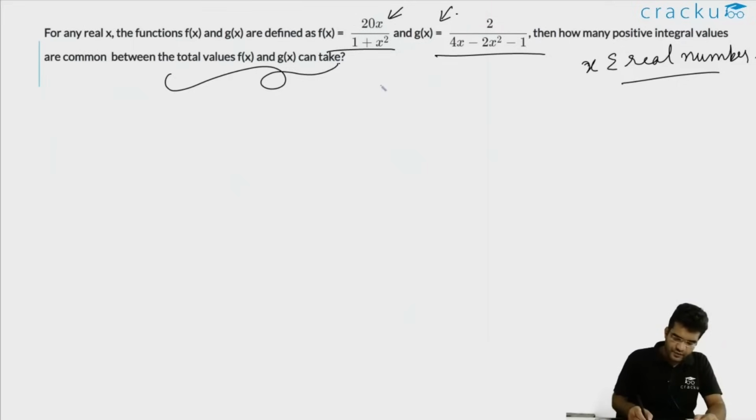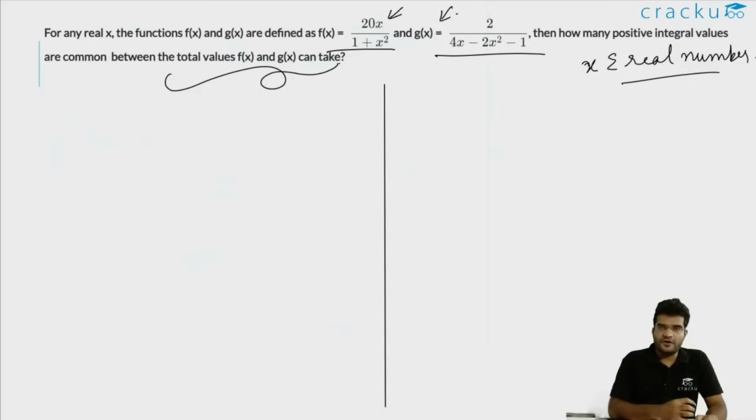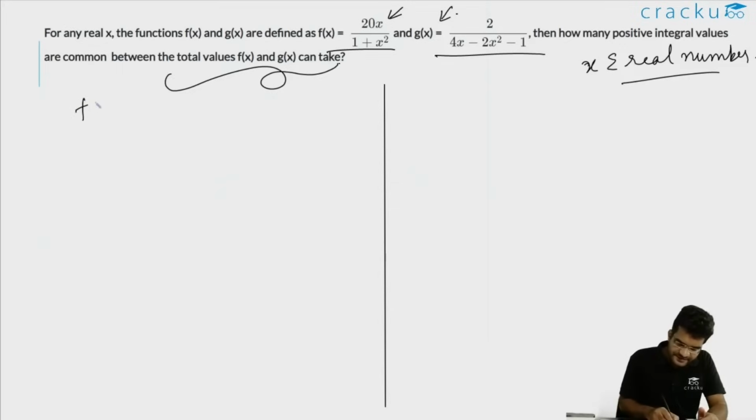So now let us look at both of them separately. Let us first look at f of x. Let us try to find out how many natural numbers can be part of the range of f of x. We'll do the same for g of x and then we'll take the common set out. So let us assume that f of x is equal to a. That is, f of x is equal to 20x by x square plus 1. Let us call this a.